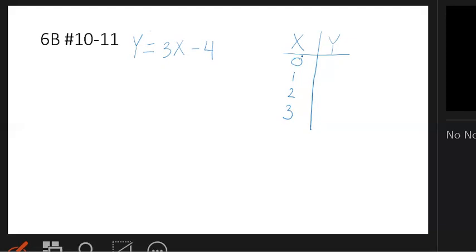Okay, so if x is 0, what is y going to be? Well, we have to plug that in. So if x is equal to 0, then we can put that in right here. 3 times 0 minus 4. Well, anything times 0 is 0, minus 4. So y is equal to -4.